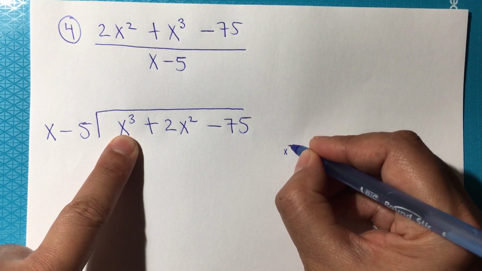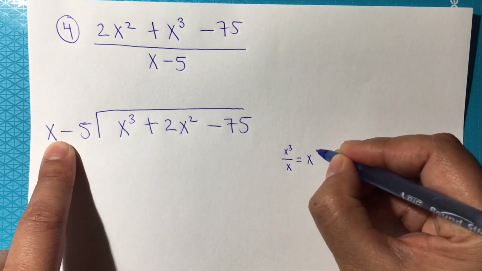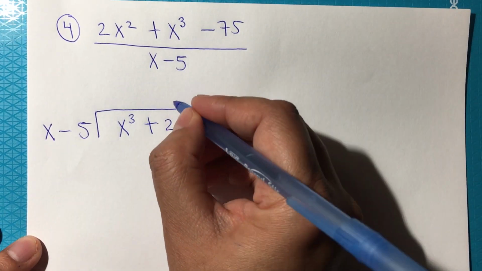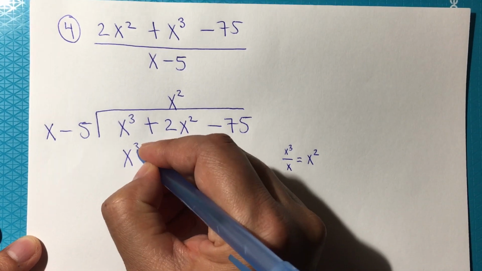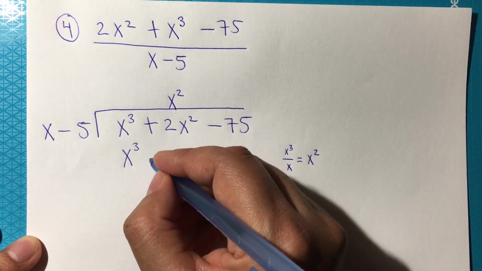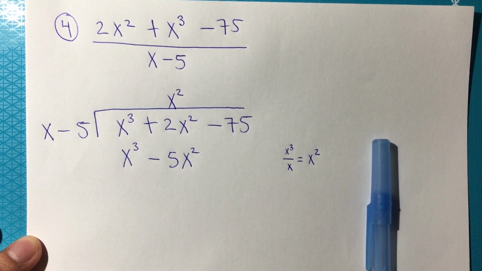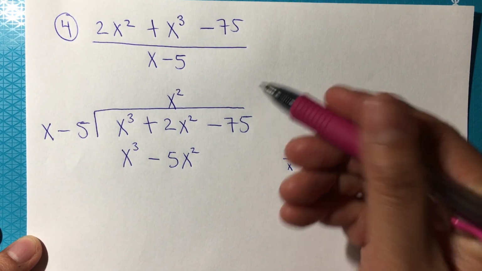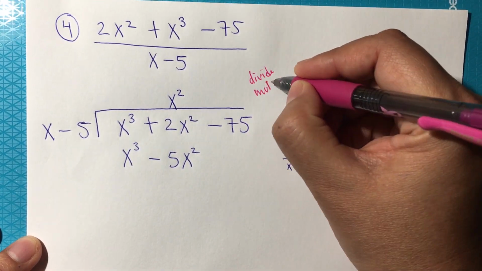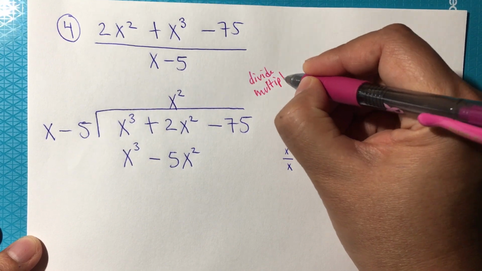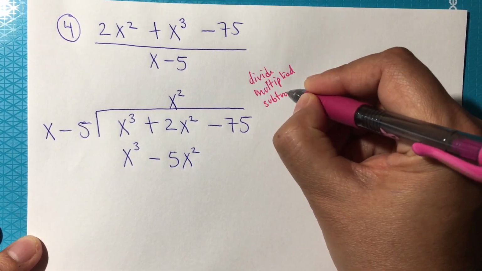The first term divided by the first term in here gives us x squared. So I put x squared. x squared times x is x cubed. x squared times negative 5 is negative 5x squared. Remember that the next step is, well, we already divided. We multiply.